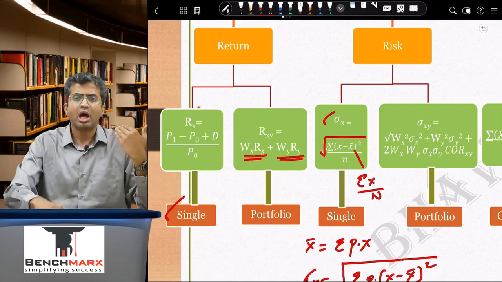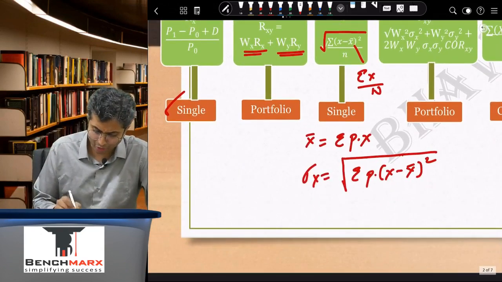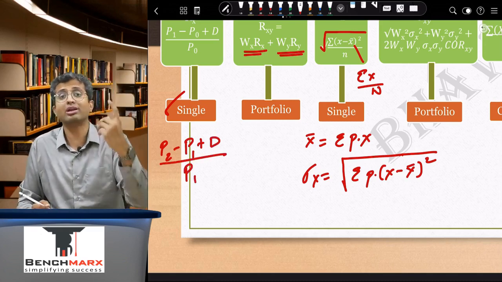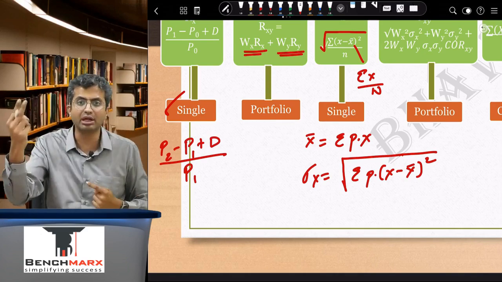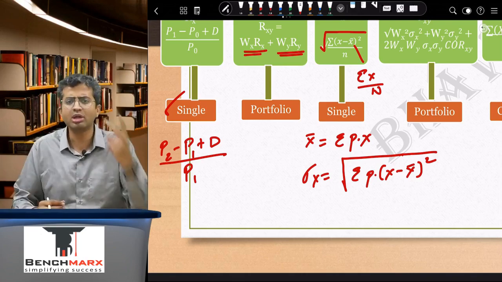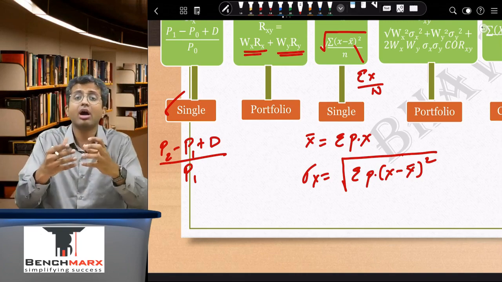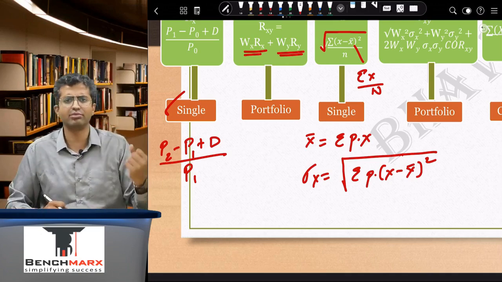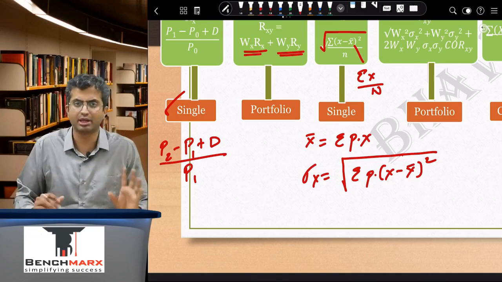The answer is no. The weight should be based on the value of the investment at the beginning of the period. For example, if I were to calculate the return for the second year, the return for the second year will be (P2 minus P1 plus D) upon P1 into 100. So the return is calculated taking P1, the price at the end of the first year, as the base, when we are looking at the return for the second year. So if I want to find a portfolio return for the second year, then obviously I will also have to take the weights as the value of the investment at the start of the second year. So over here, the number of shares into P1 will be the value of the investment at the start of the second year, and that will be taken as weights. You have to remember that.